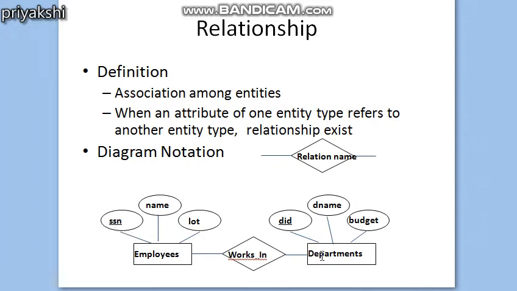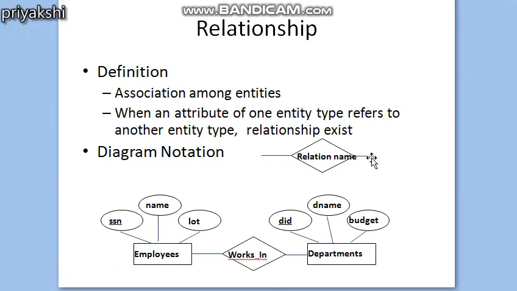And if you see it the other way, the department ID of this department is also referred to by the entity employee. How? Because for this particular department, if I want to know the details of the employees, the department ID of this entity type will refer to the entity employee. So there exists a relationship between employee and department. And what can the name of the relationship be? A suitable name is works in, because an employee works in a department.